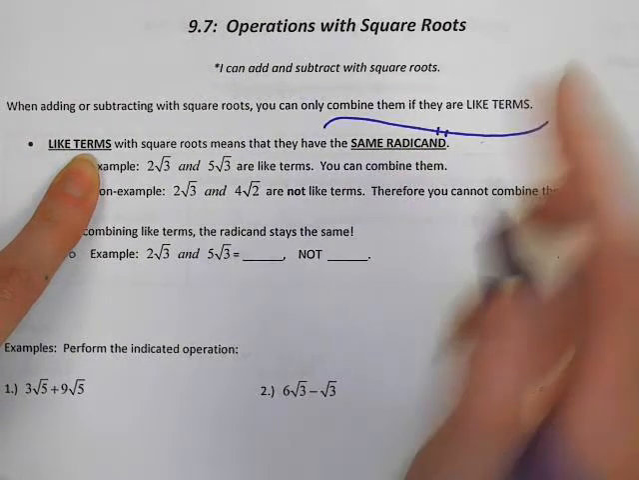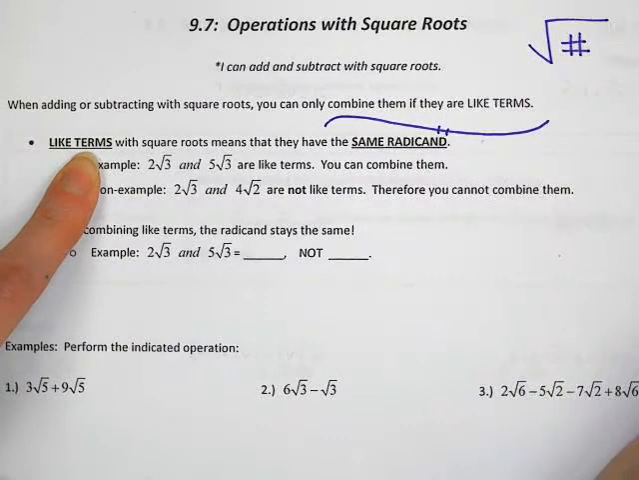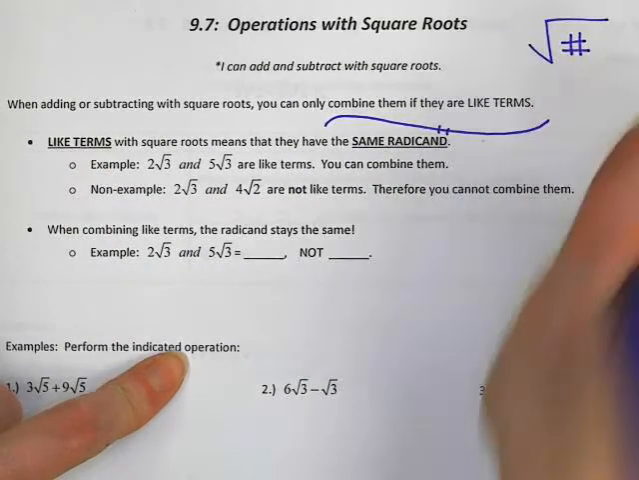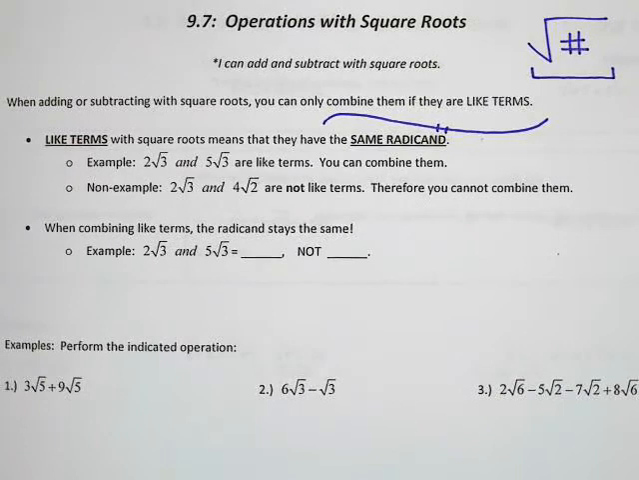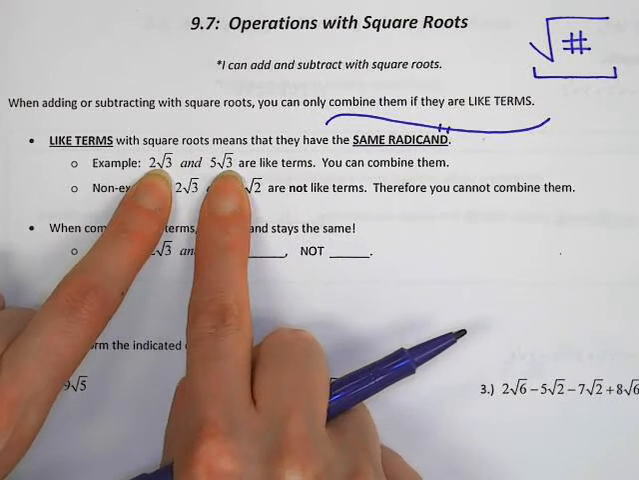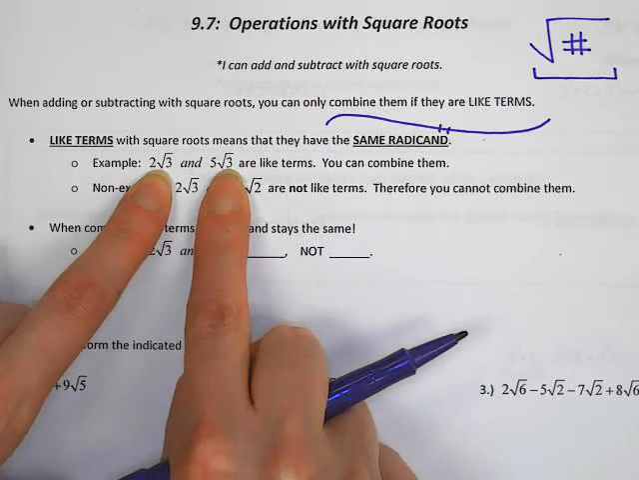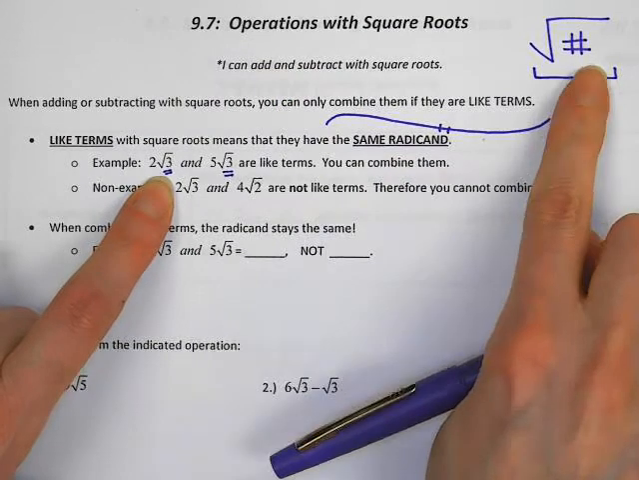Remember, the radicand is the number inside the square root. So they're only like terms if they have the same number inside the square root. Okay, so for example, 2 root 3 and 5 root 3 are like terms. You can combine them because notice they're both root 3's. So the radicands are the same.